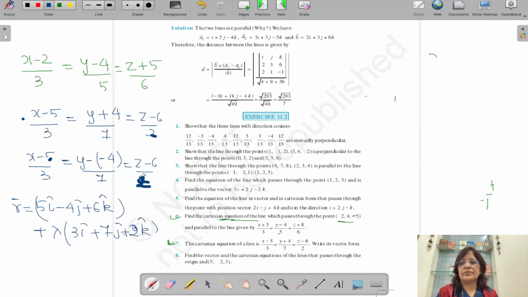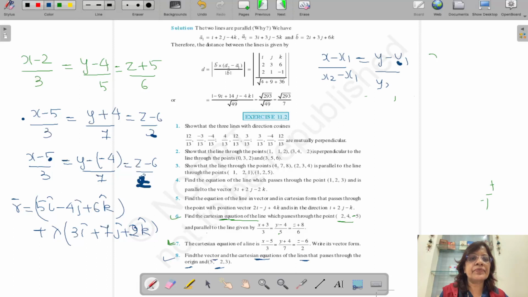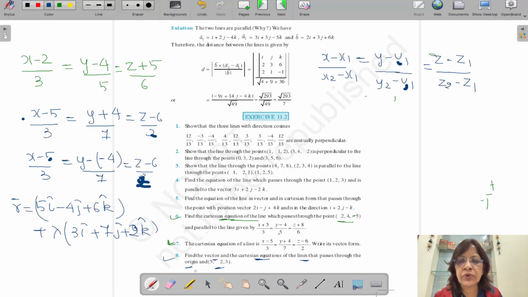Okay. Now, next question, the 8th one. This is the 2-point formula. Find the vector and Cartesian equation of the line that passes through the origin as one point and this is the other point. What was the formula we had? The formula was x minus x1 upon x2 minus x1, y minus y1 upon y2 minus y1, z minus z1 upon z2 minus z1. Now the line passes through the origin. So let the origin be x1, y1, z1, and the next point is this.